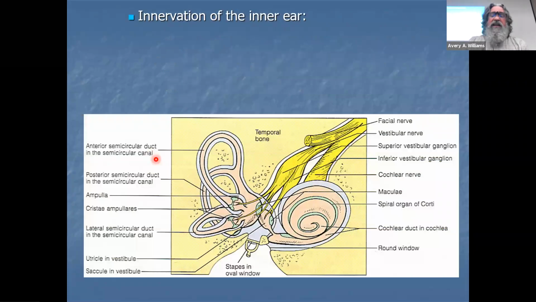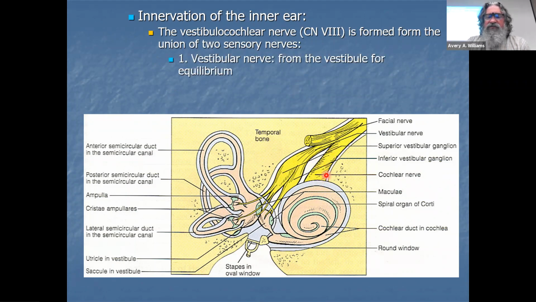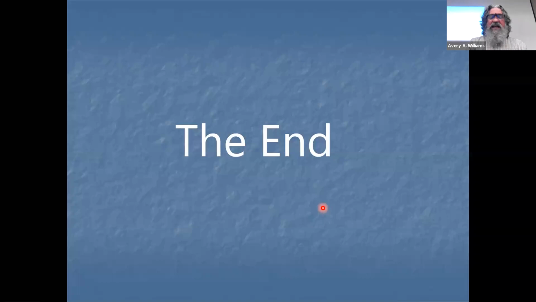Then innervation of the ear. Remember we talked about the vestibulocochlear nerve, cranial nerve number 8. It's actually formed from two nerves. You have the vestibular branch going to the vestibule, which is for equilibrium, and then the cochlear branch, or the cochlear nerve, going to the cochlea for hearing. So that's why you got vestibulocochlear, from the vestibule and cochlea. See how that works? The end.